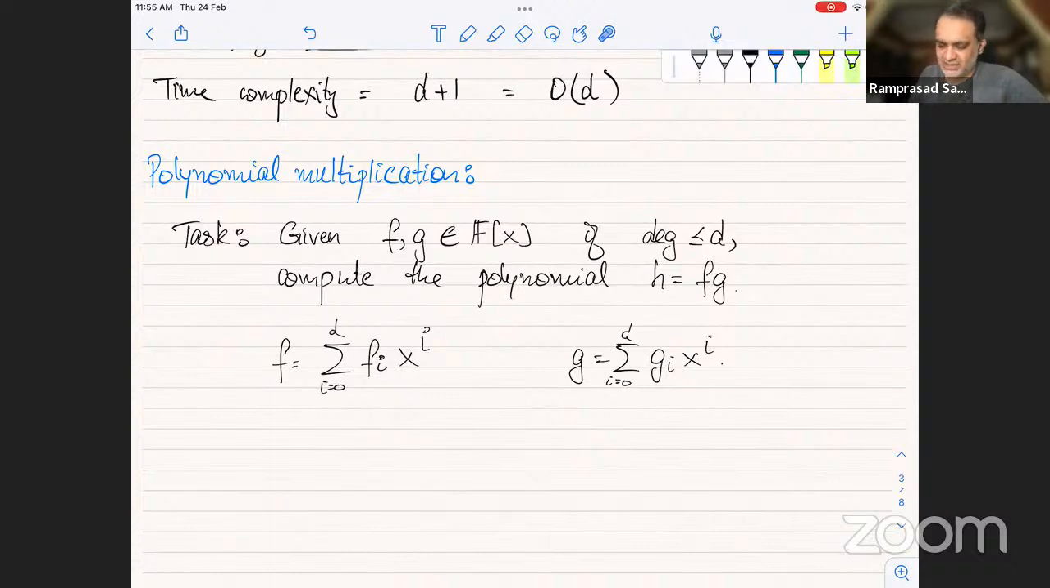Okay, so let's just write down explicitly what this polynomial h is going to be. This h of x is just going to be a summation, with i going from 0 to, the degree can be as large as 2d. And I want to know what is the coefficient of x to the i, and what should I write here?